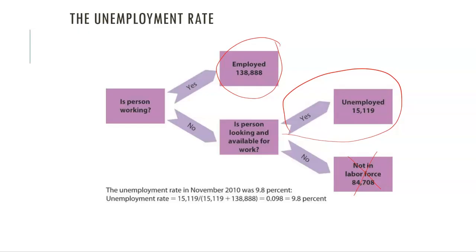So the unemployment rate in November of 2010 was actually 9.8%. This was almost a year and a half after the recession ended, and we still had relatively high unemployment. To calculate that number, we see that there were 15,000 people unemployed, divided by our labor force, which is going to be those 15,000 people plus the 138,000 employed people. This gives you a number of 0.098, multiplied by 100, and we see that that is 9.8%.